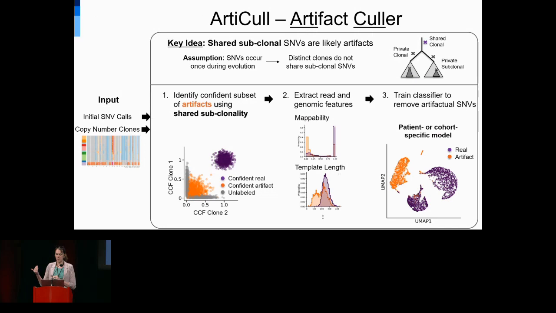to remove artifactual SNVs. The nice thing about this classifier is that because we can train it on any data we have, we can develop models that are specific to individual patients or cohorts or sequencing centers or whatever combination where we might expect to have slightly different error profiles.